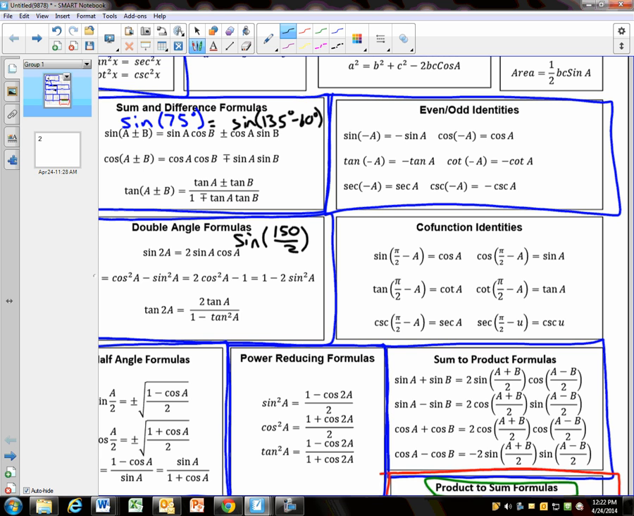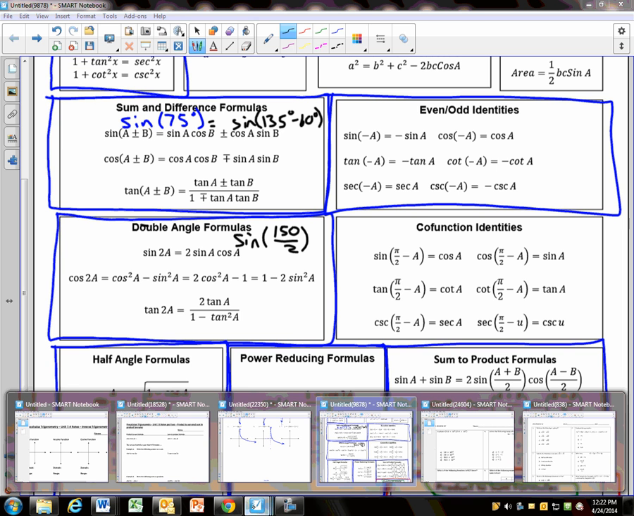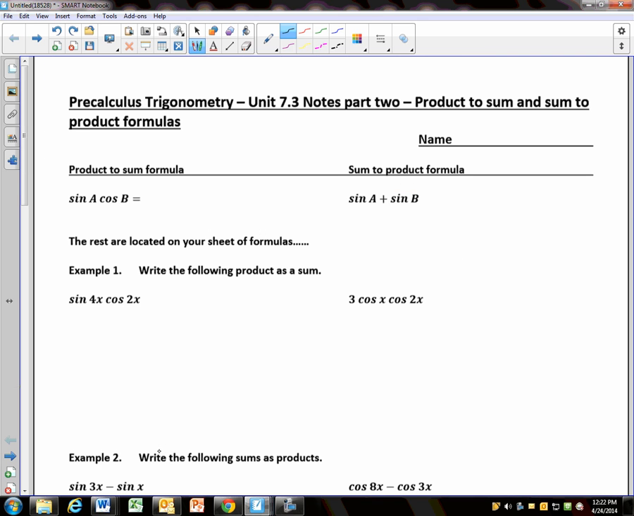All right, let's do the problems. Today we are going to go over really our last set of formulas, which is our sum to product formulas. These are useful in calculus, which is why this is called pre-calculus. And there's 8 formulas. We're just simply going to write down 2 of them. I just want to show you where to find them on your sheet.